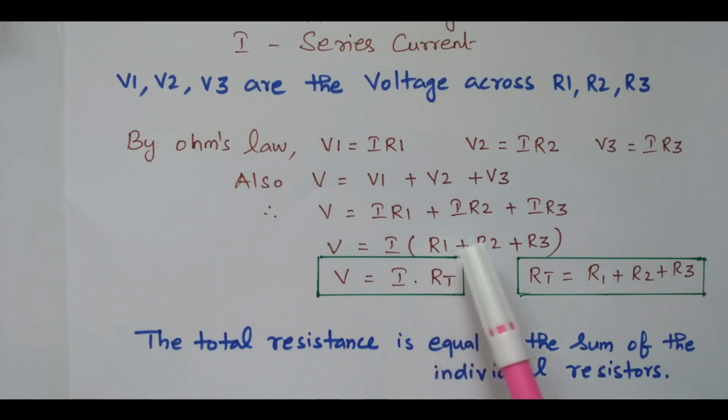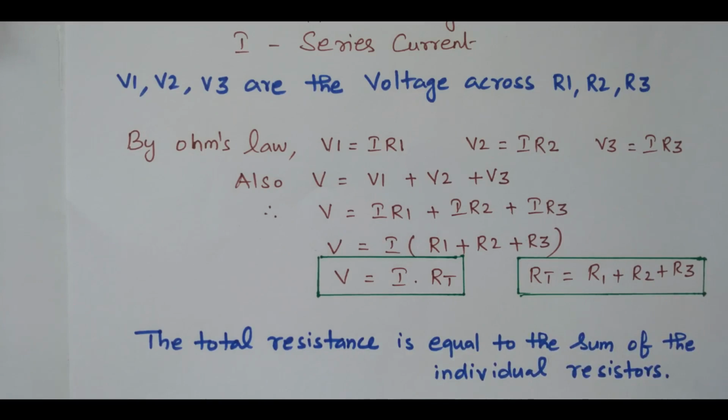This R1 plus R2 plus R3 is nothing but the total resistance, RT. RT equals R1 plus R2 plus R3. So in the series combination, the total resistance is the sum of the individual resistances. The series combination is very simple: we need to add all the individual resistances, and that will give the total resistance. We need to add all the resistors.